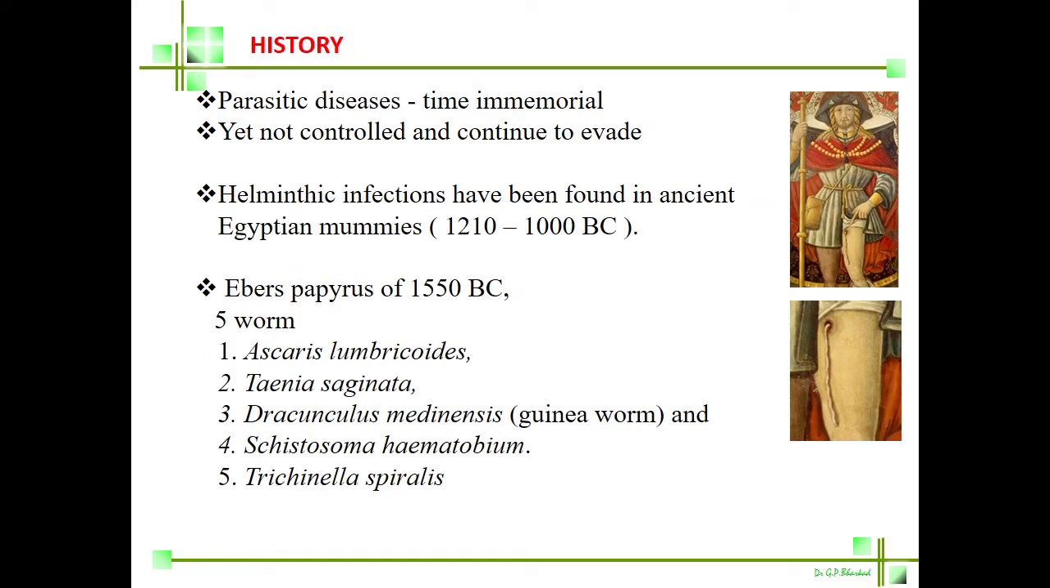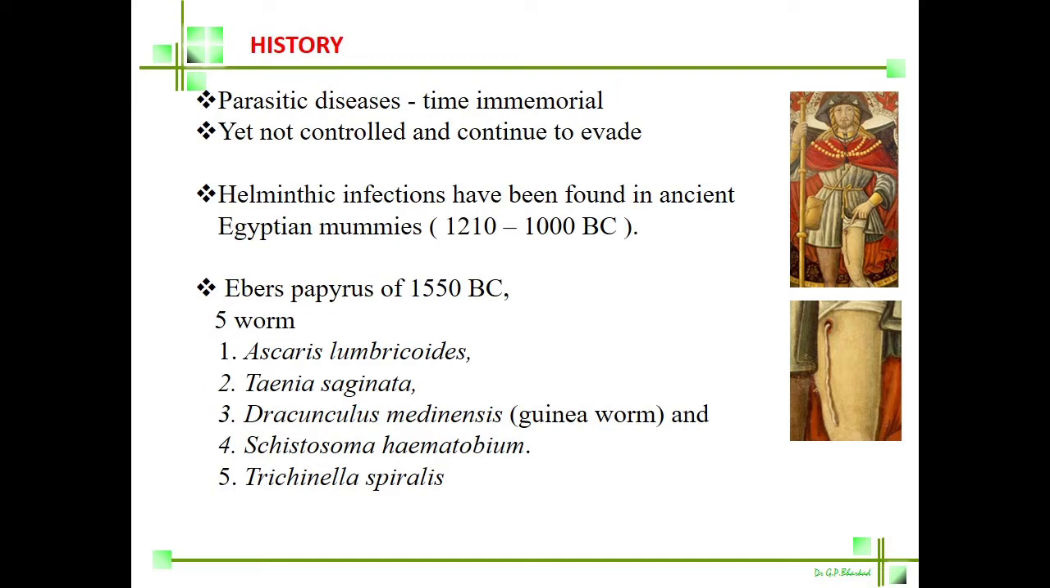When we go into the history of the parasite and their development, the parasitic diseases have been in existence since time immemorial and yet could not be controlled, and these parasites continue to evade and become more and more pathogenic. There are records of finding helminthic infections in Egyptian mummies in the ancient literature during 1210 to 1000 BC. There are also references in the Egyptian medical book, that is Ebers papyrus of 1550 BC, and there has been reference of 5 worms in that ancient book as listed below.